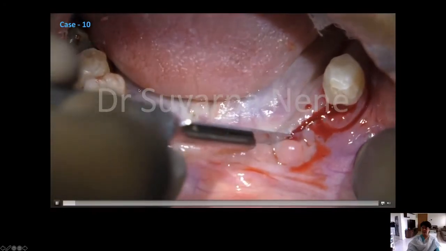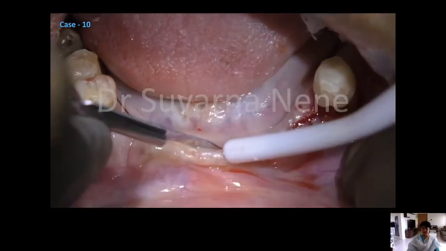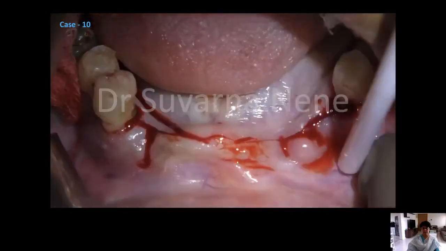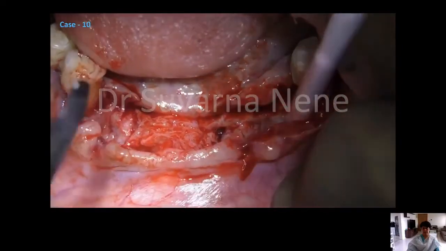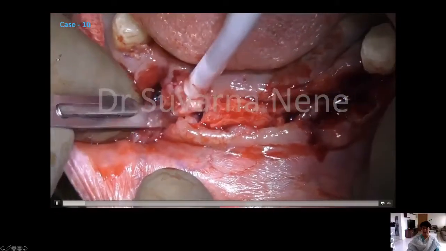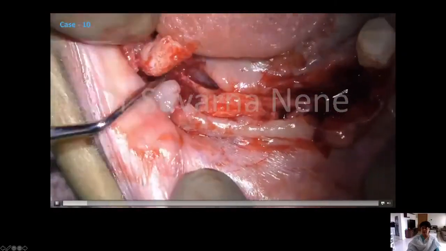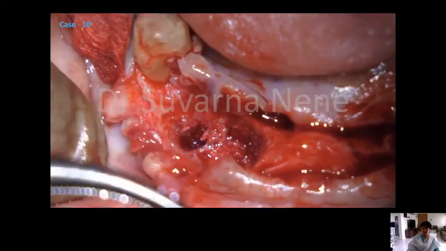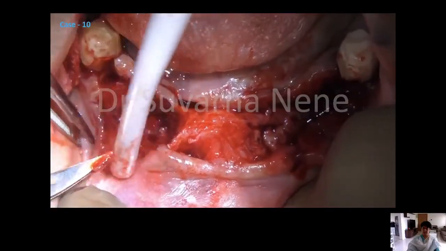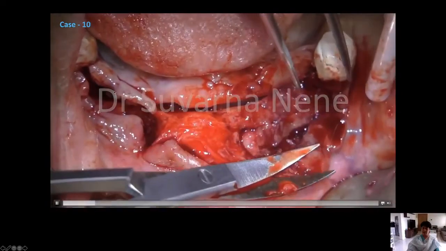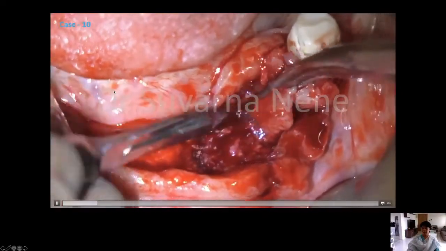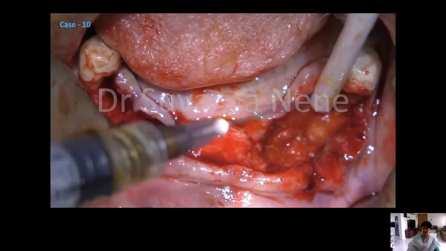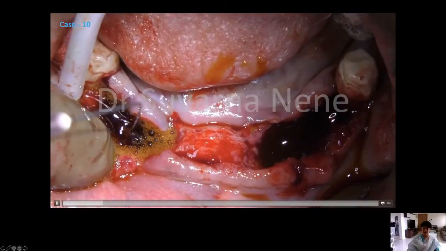This premolar needs to be removed, so we are going to remove the premolar. You can see that soft tissue, and then we have extracted the premolar, and I need to remove all that dirty tissue. You also have to take care of the bad tissue which is attached to the flap. So you have to cut it without hampering the integrity of the soft tissue. Wash it with betadine saline.